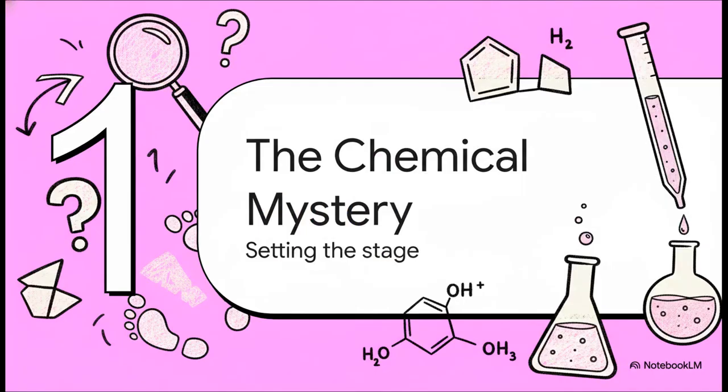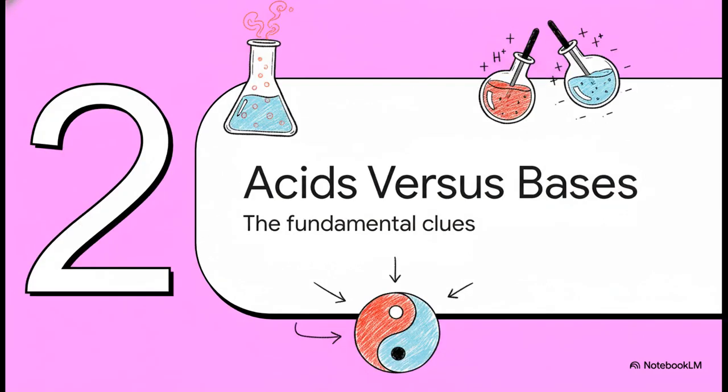With any good mystery, you can't just jump to the solution. First, you've got to get to know the key players, understand the scene of the crime, so to speak. So before we can figure out our acid, we first need to get a handle on the basics. What makes an acid an acid, and what makes a base a base? All right, let's get into it.